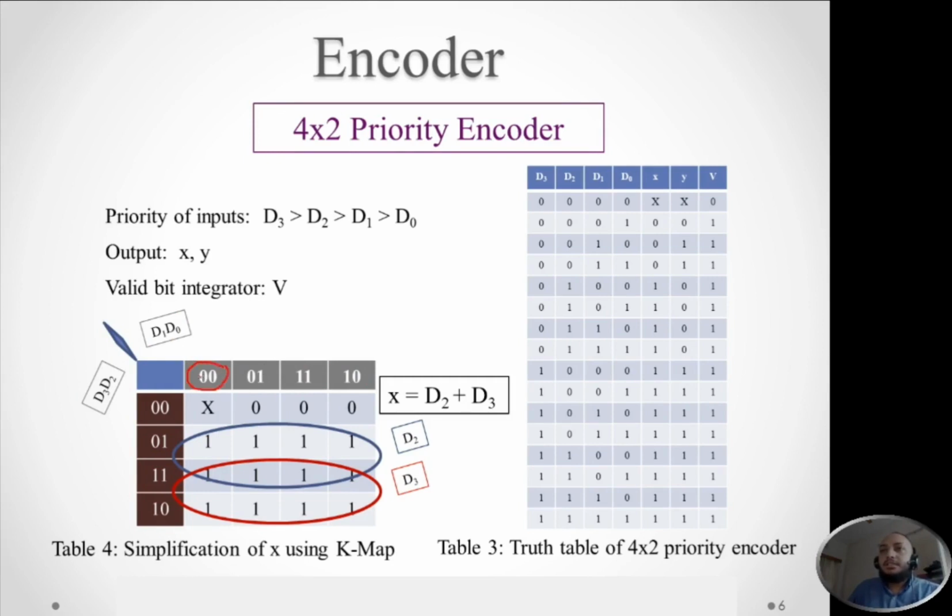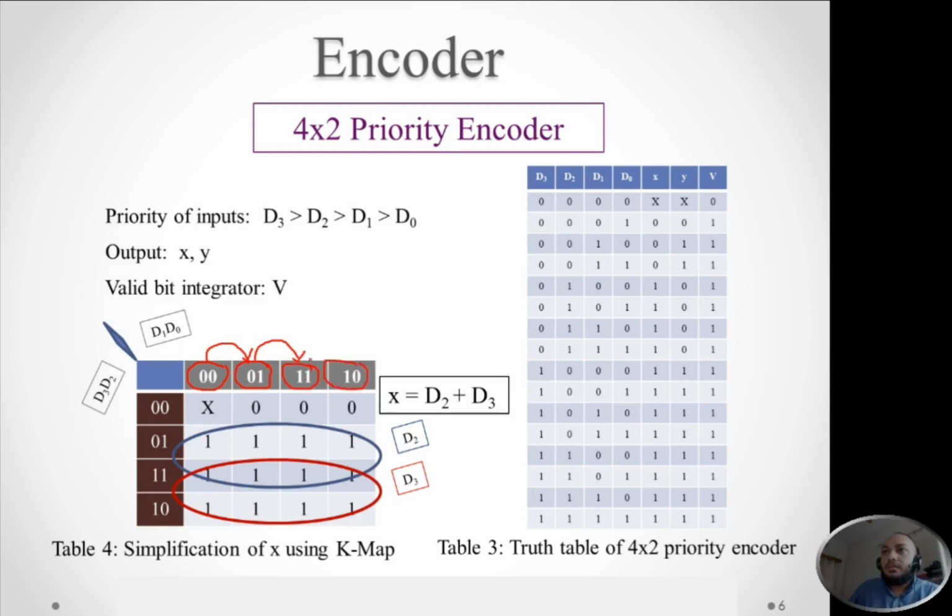This state has 0 0. Here D1 is 0, D0 is 0. In this state D1 is 0, D0 is 1. So from left to right only 1 bit changed. Only D0 changed from 0 to 1. Again from this state to this state only D1 changed from 0 to 1.